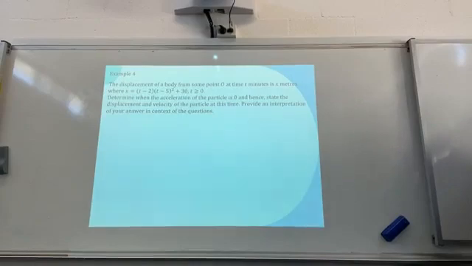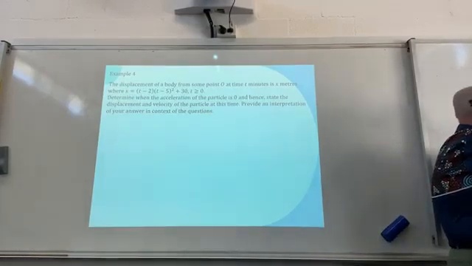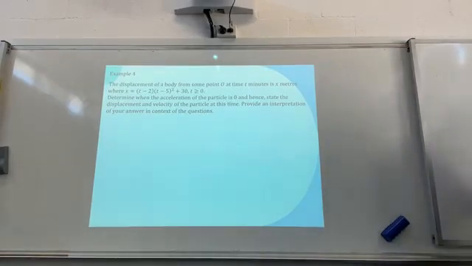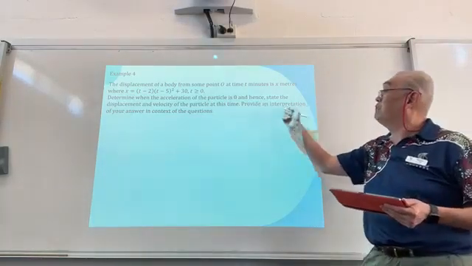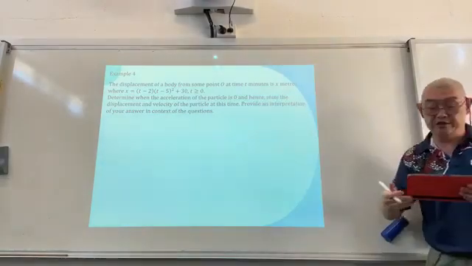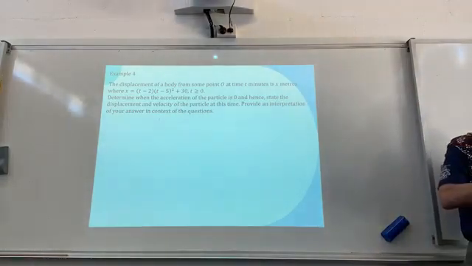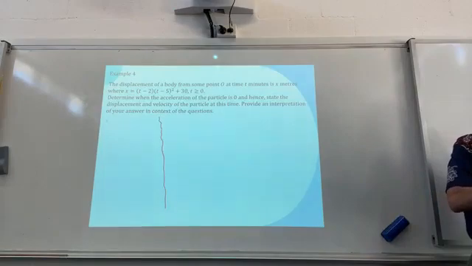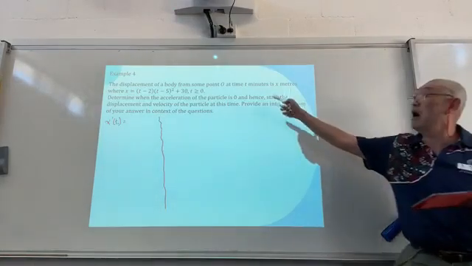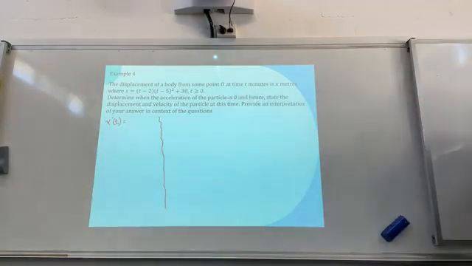The displacement of a body from some point O at time t minutes is x meters, and you've got the function. Determine when the acceleration of the particle is zero, when the acceleration is positive, and therefore state the displacement and velocity of the particle at the time. Now, important, provide an interpretation of your answer in context for the question. So let's work out x(t). Can you work out the first derivative and second derivative, please?